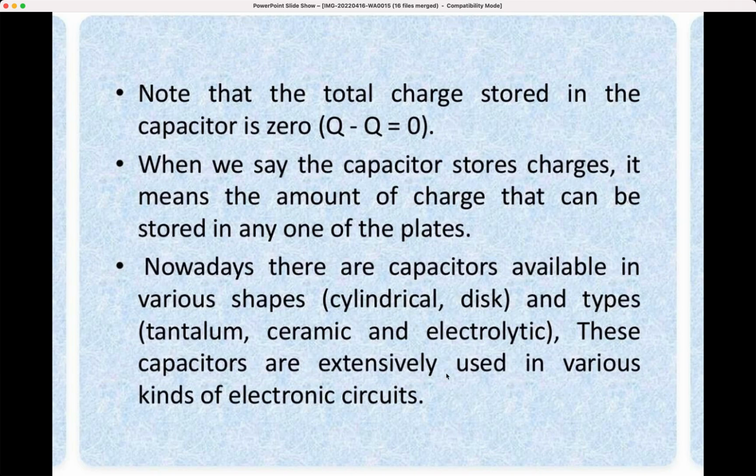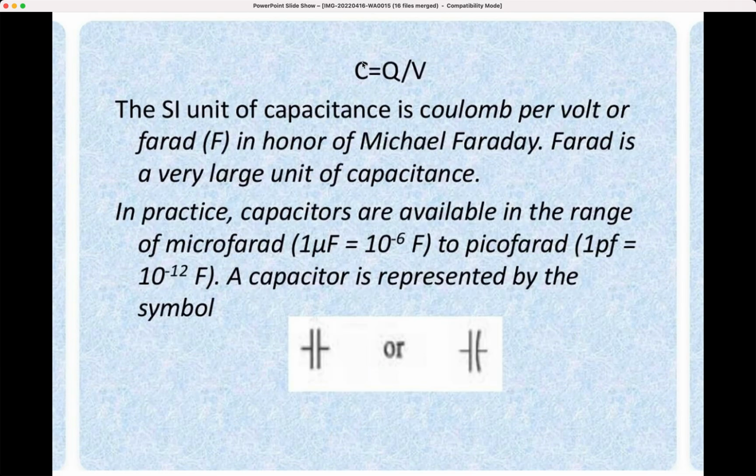Capacitors are very largely used in various kinds of electronic circuits. So many electronic circuits are there in the field nowadays, and all of them use capacitors. It's an integral, very crucial part of a circuit. And you can see the formula here. It's very useful for doing sums.